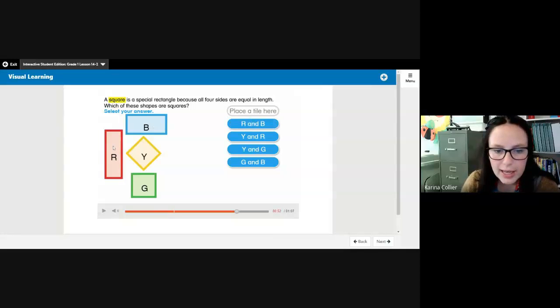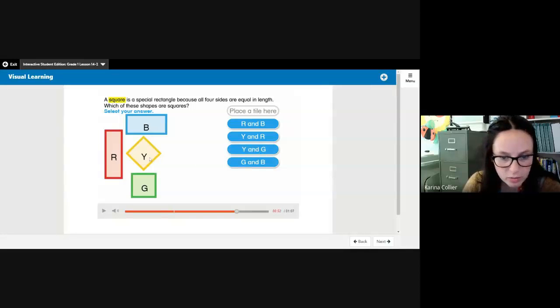So if I look at my first answer choice, it says R and B. Well, R and B are rectangles and not squares, so that cannot be my answer. Let's look at Y and R. Well, Y is a square, but it has R in it, which we just said was a rectangle, so that cannot be it either.